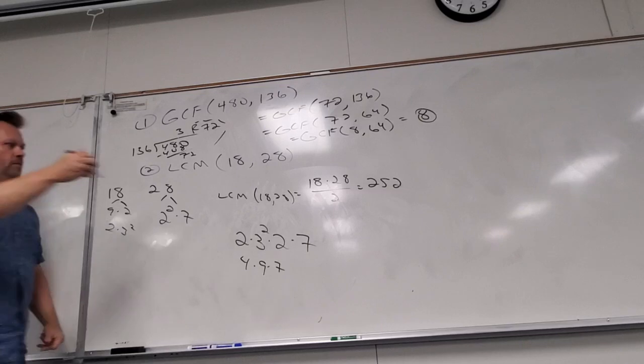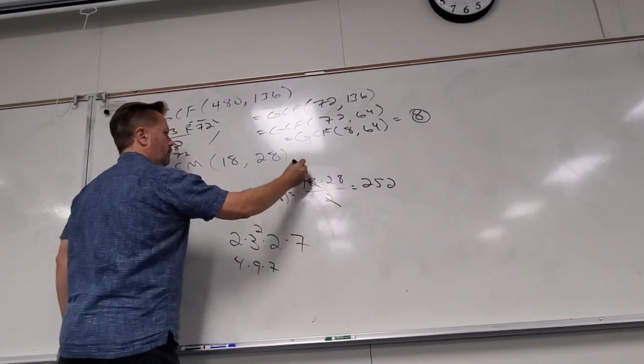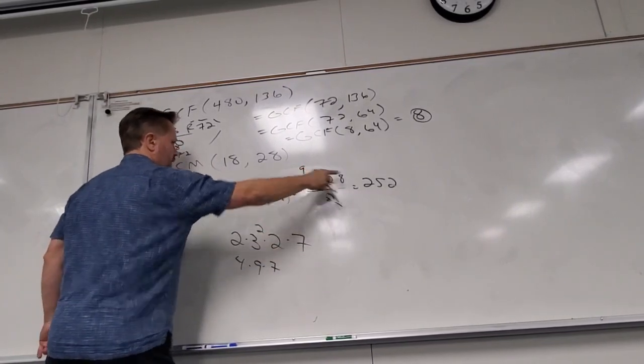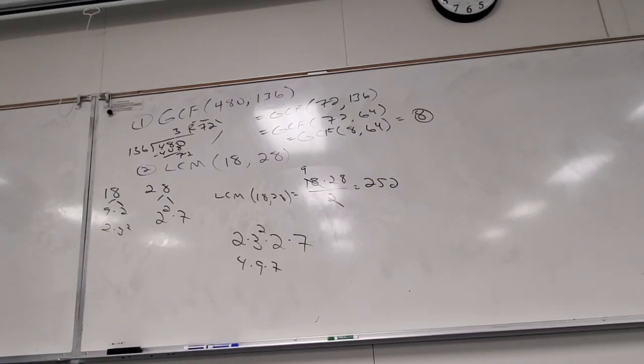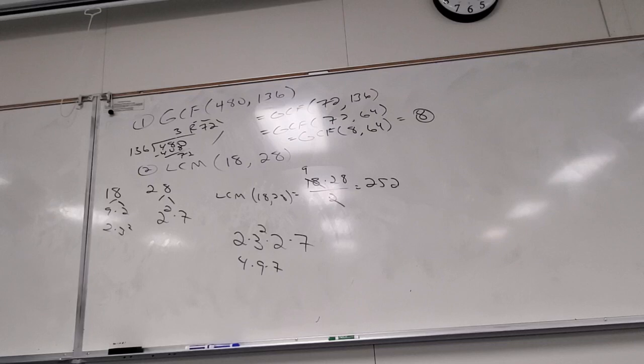And I want you to notice something. 4 times 7 is 28 times 9. Of course, that's still 252, right? So either way, you get to 252. I love it. You guys sort of with me?